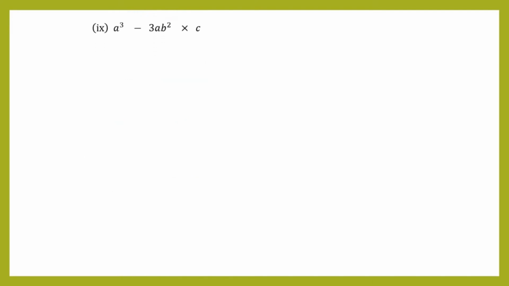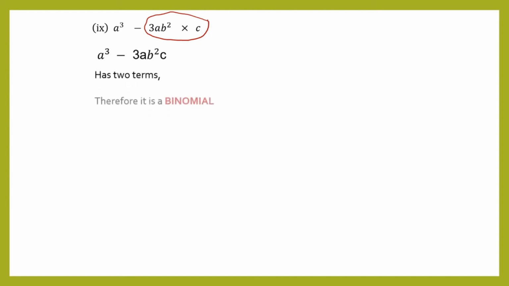Ninth one. I have a cubed minus 3ab squared c. So since I have a multiplication sign, I can convert this to one term. It becomes a cubed minus 3ab squared c. That means there are two terms and it is a binomial. Okay, moving on to question 3.